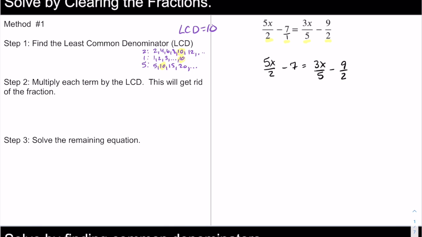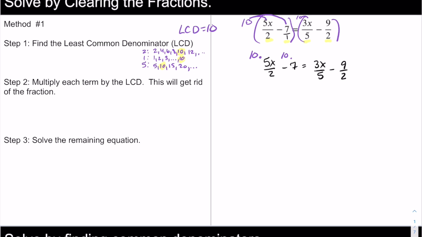So one strategy, we can multiply each side of the equation by 10, and then we would have to use the distributive property. So we'd have to multiply the 10 by 5x over 2. We would also have to multiply the 10 by that negative 7. So sometimes you will see where people go ahead and distribute, and they're just multiplying each term by 10 on the left side. Whatever we do to one side, we have to do to the other.